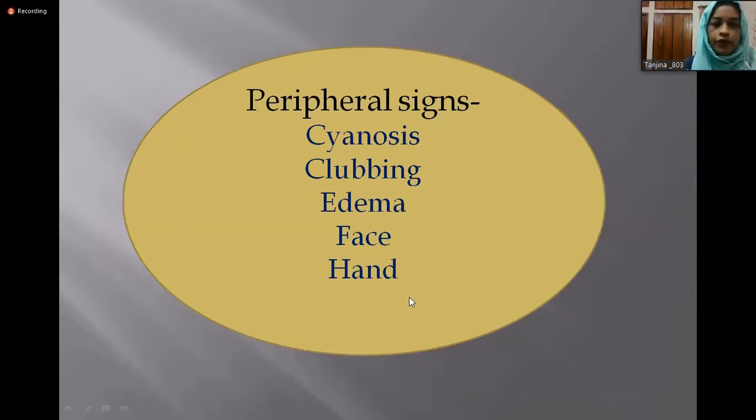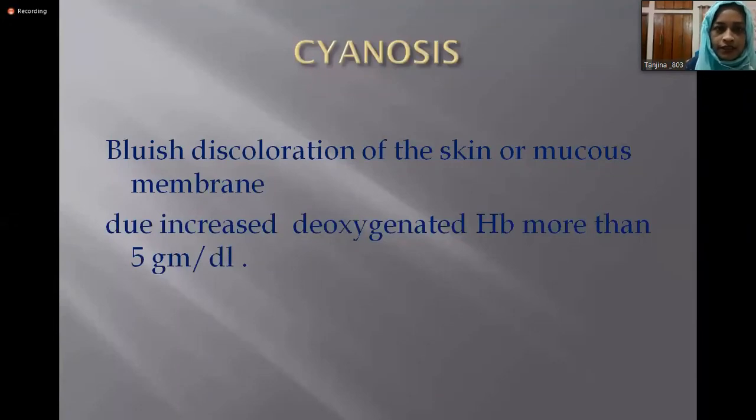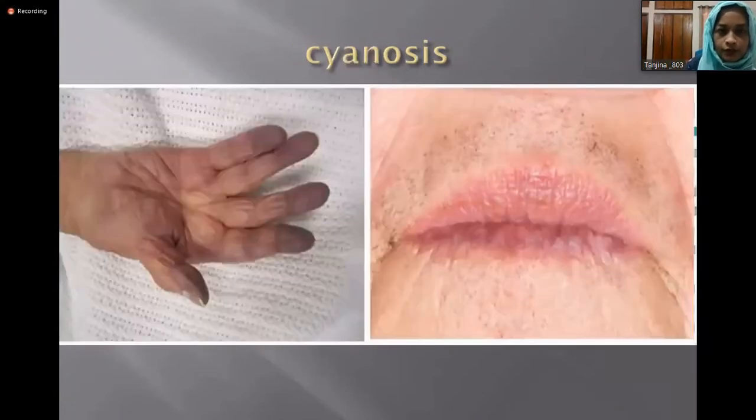Before going to the vital parameters of the cardiovascular system examination, I want to discuss some peripheral manifestations. I will show a few slides of peripheral manifestations of cardiovascular diseases like cyanosis, clubbing, edema, and face and hand manifestations. Cyanosis is the blue discoloration of the skin and mucous membrane due to increased deoxygenated hemoglobin of more than 5 gram per dl. Cyanosis is of two types, central and peripheral.